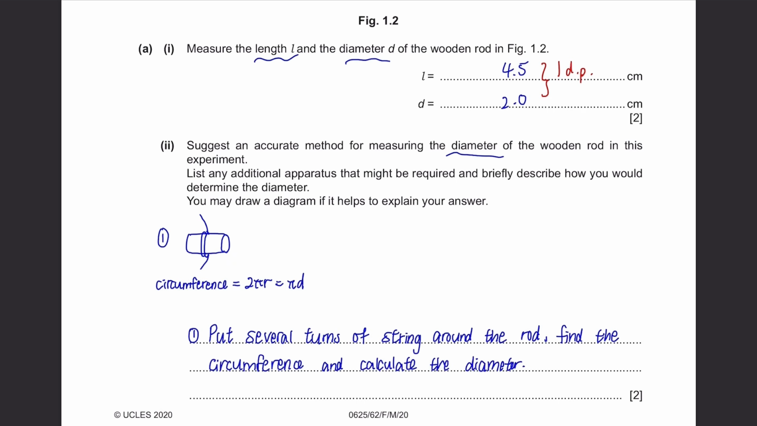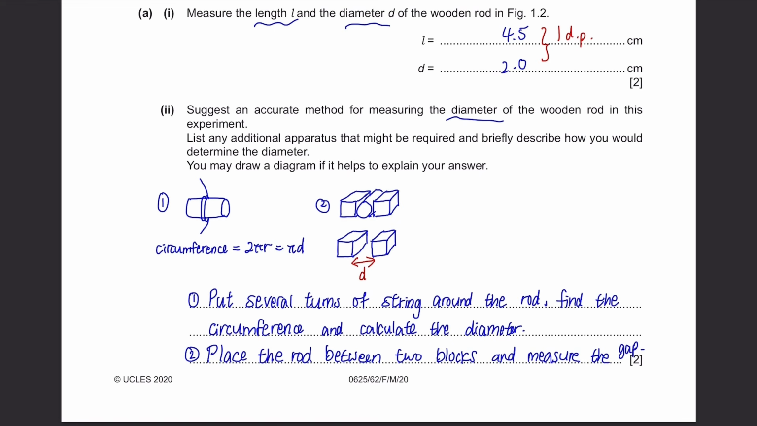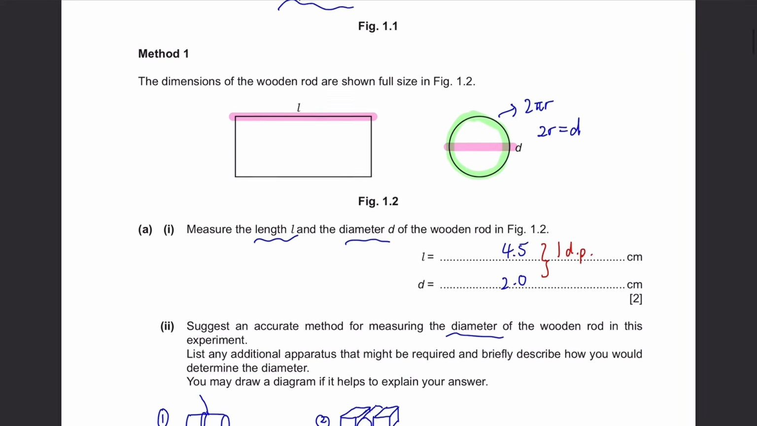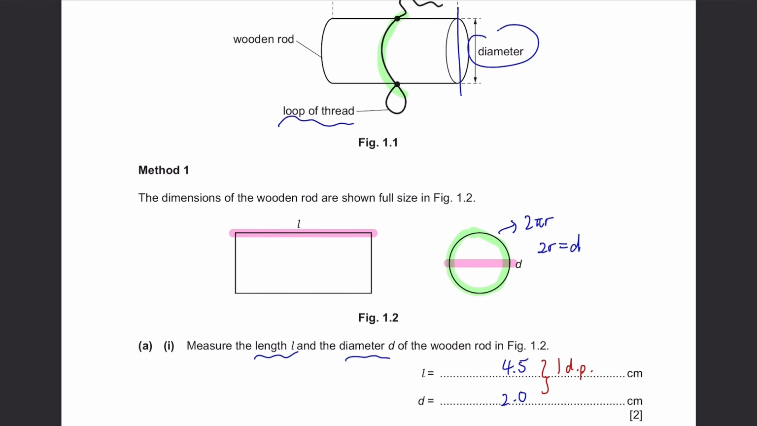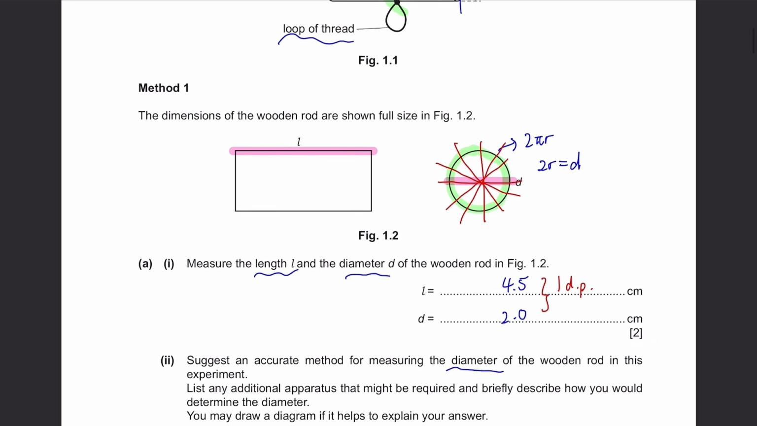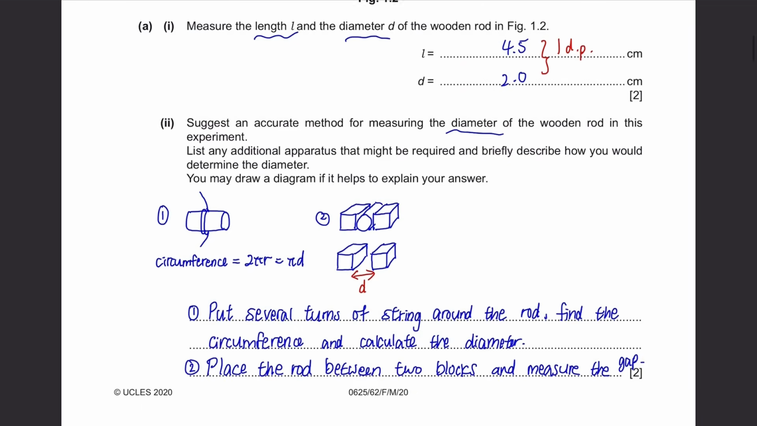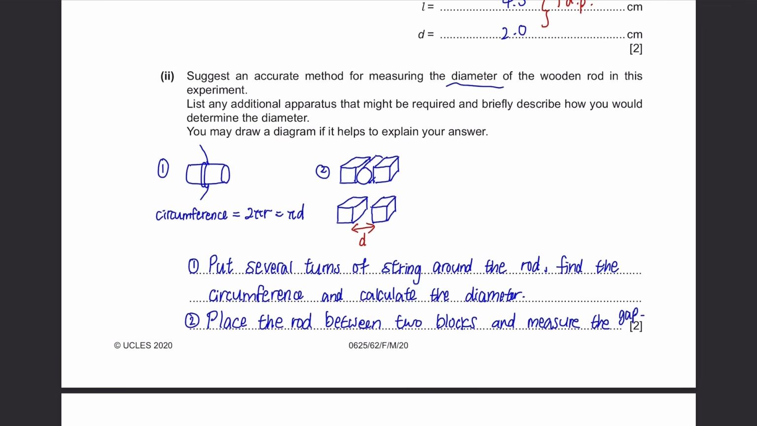Next, we can place the rod between 2 blocks like this. Then you measure the gap between the blocks. Then we have a simpler method, which is by just measuring the diameter across at several places. So in the beginning, we just measured here once, but we can start measuring this, these, and so on, and take the average. Then lastly, you can just use a micrometer or a vernier caliper, also at various points, and take the average.